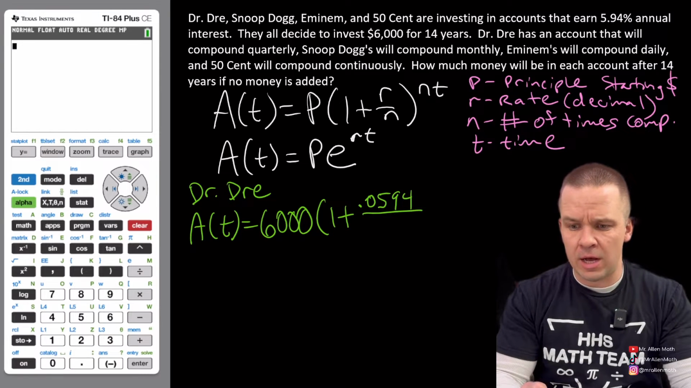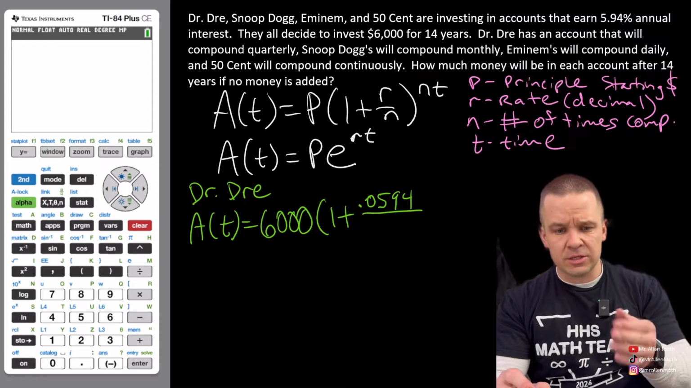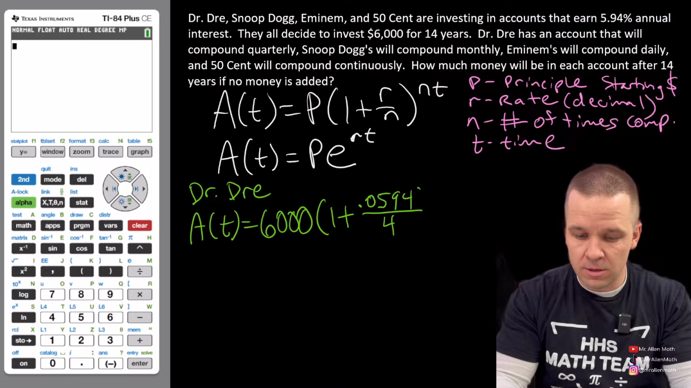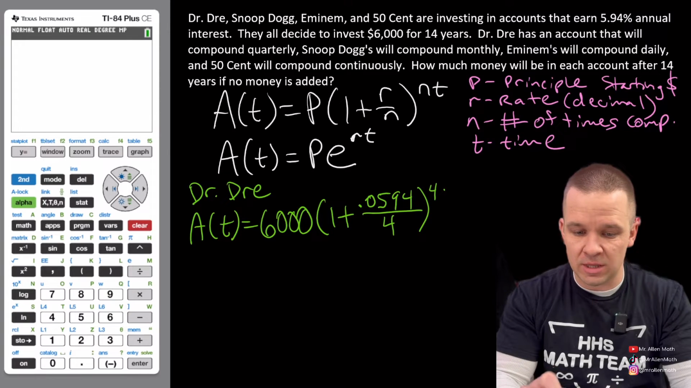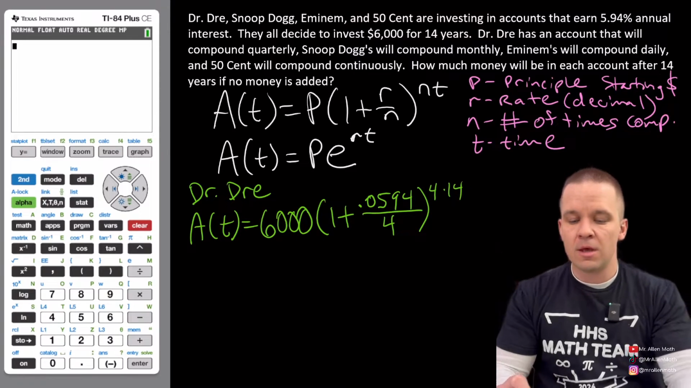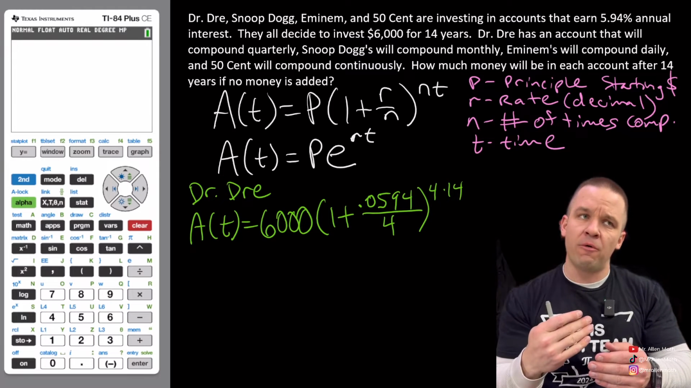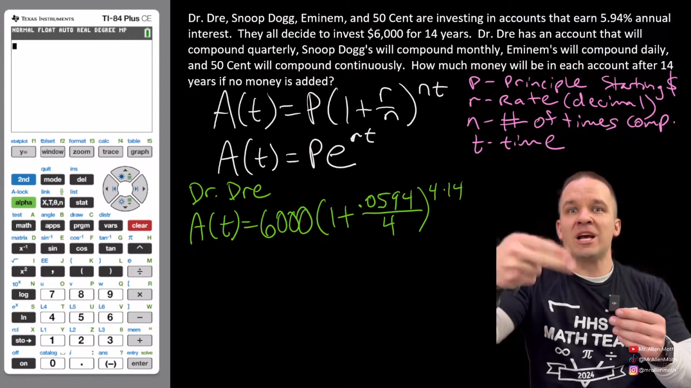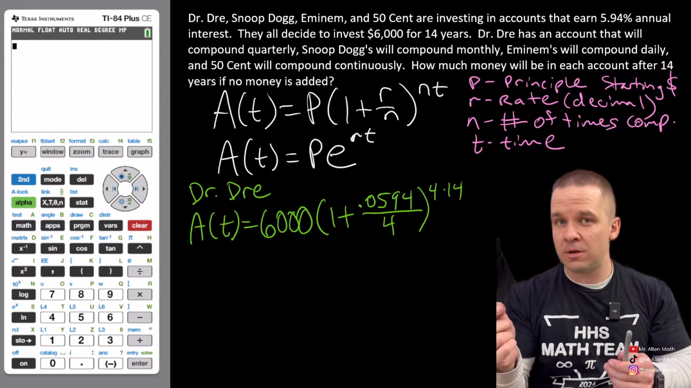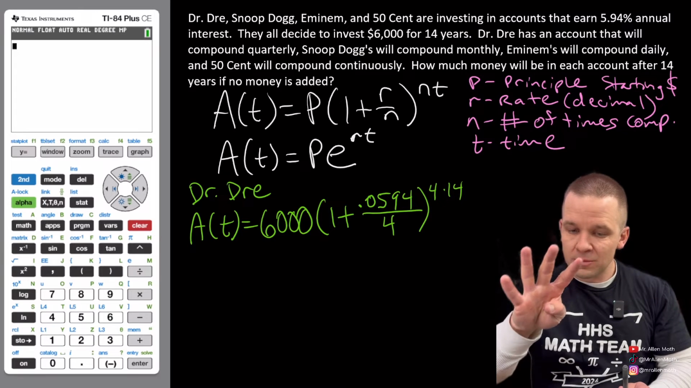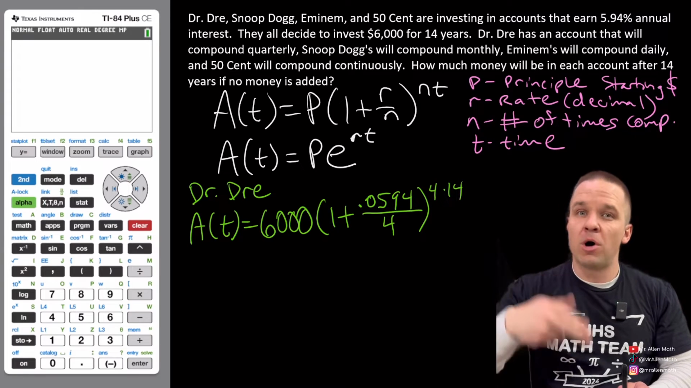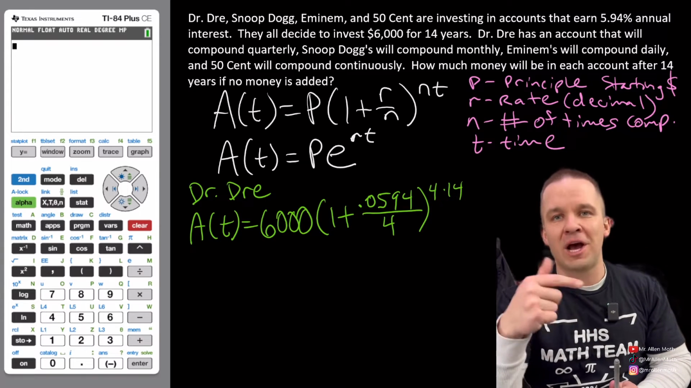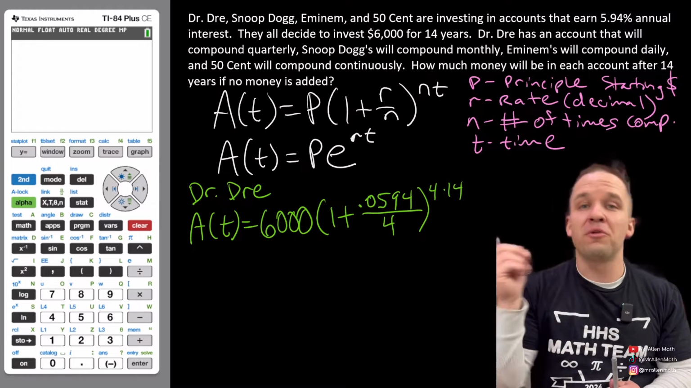And then I have N, which is the number of times. His is quarterly, so it's going to be 4 times per year, raised to the 4 times 14 for the years. So what we do is we divide that rate by 4, so it gets equally spread out for those 4 times. But then we raise it to an extra 4 times per year. That's what the 4 is in the exponent. Compound interest will happen 4 times throughout the year, but you don't get the 5.94% 4 times a year. You get a fourth of that, okay?